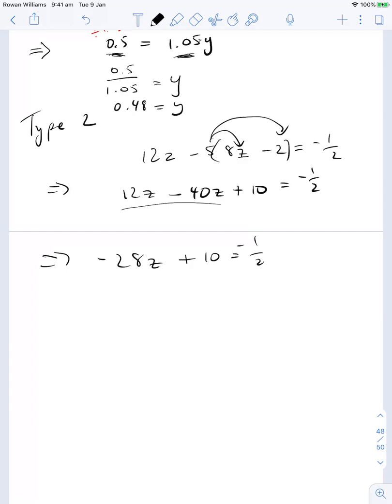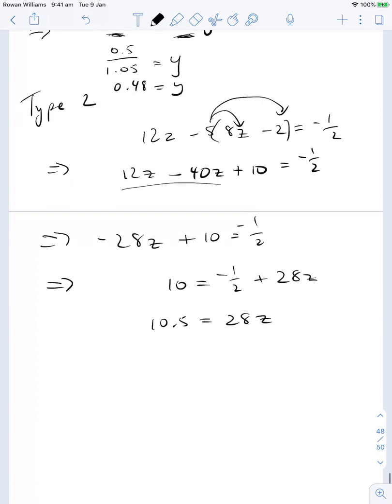And now I'm actually going to add the 28z over to the other side. So I'll plus 28z to both sides, giving me 10 equals minus a half plus 28z. Next, I'm going to add a half to this side, so I have 10.5 equals 28z. Now my final step is to divide both sides by 28. So I'm going to have 10.5 divided by 28 equals z. Cool. So that's our step there.